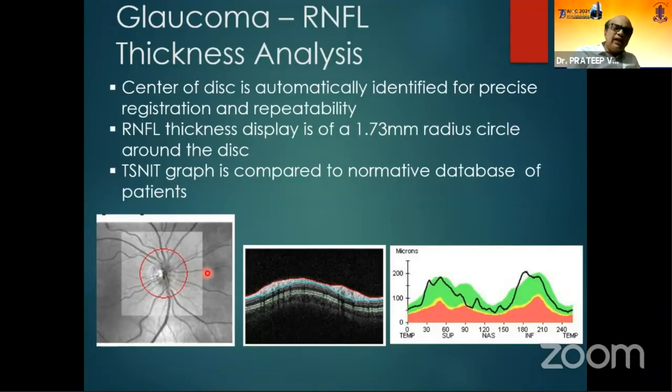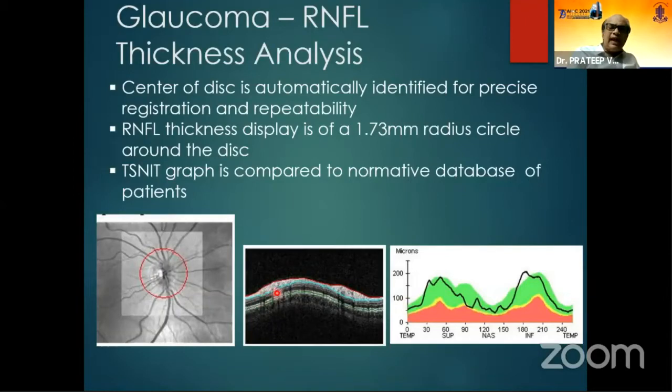The OCT has a capability of registering the image through the blood vessels configuration, and the center of the disc is also raised, and there is a tracking device where it can be tracked and automatically centered. And you can see that the green area is the very normal. The yellow is the p-value is less than 5%, and the red is where the p-value is less than 1%. So it is highly significant.